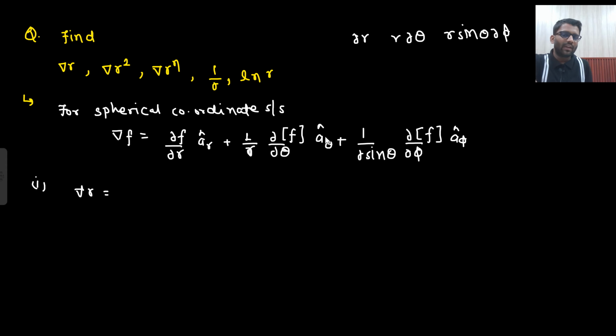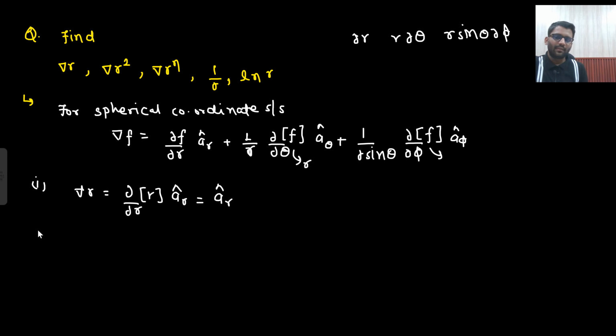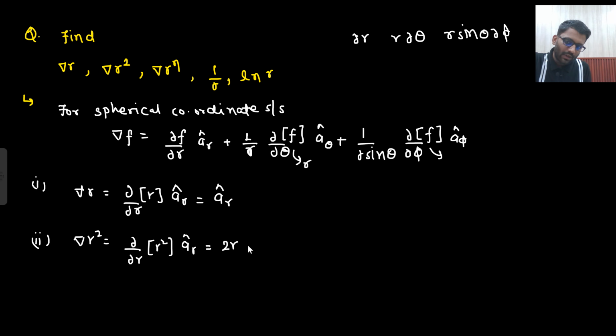So only the r term you are having. If you differentiate r with respect to theta, what will be the value? 0. If you differentiate r with respect to phi, it will be 0. Only this one will come in action. So I will write down only the final one: del by del r of r, a_r cap. So what will be the answer? a_r cap. Second, del by del r of r square, a_r cap. So what will be the differentiation? 2r a_r cap.